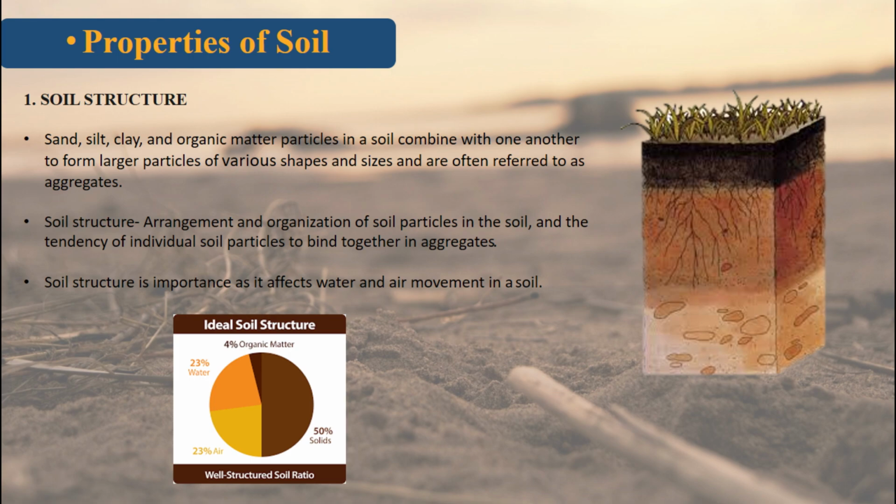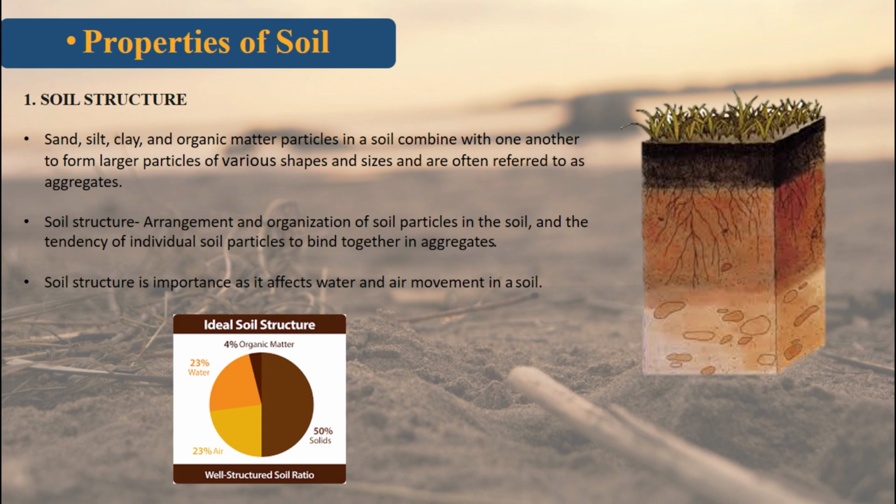For the properties of soil, first we will talk about the soil structure. Sand, silt, clay, and organic matter particles in a soil combine with one another to form larger particles of various shapes and sizes and are often referred to as aggregates. Soil structure is the arrangement and organization of soil particles in the soil and the tendency of individual soil particles to bind together in aggregates.